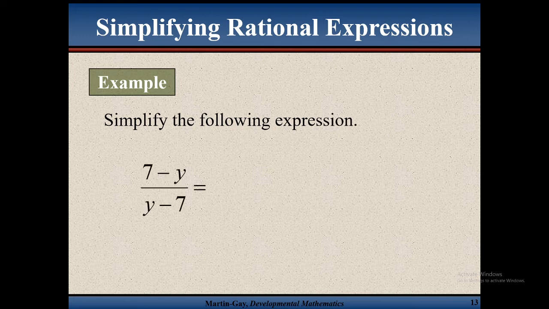Another example is 7 minus y over y minus 7. The question is, can we easily cancel it out? No, we cannot cancel it out yet. We have to find a way to make both numerator and denominator similar. How do we do that? We multiply negative 1 with y minus 7, because that would be negative y plus 7, which is similar to the original term. Making y minus 7 a common term, you can cancel them out, making your answer negative 1.